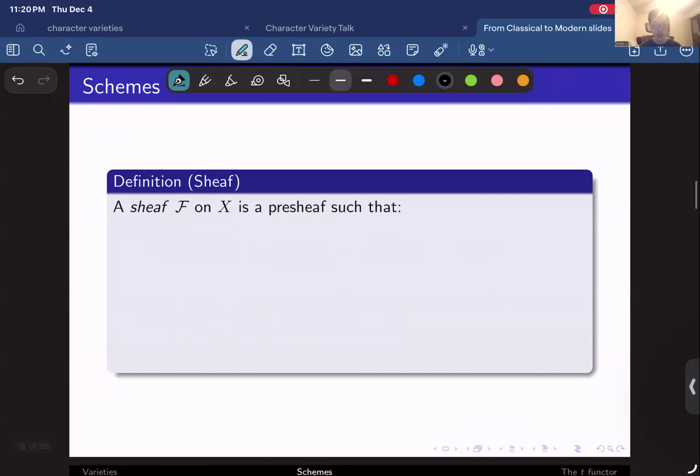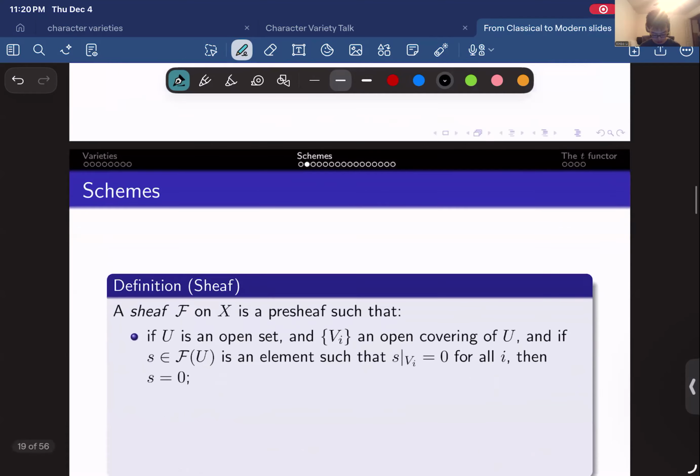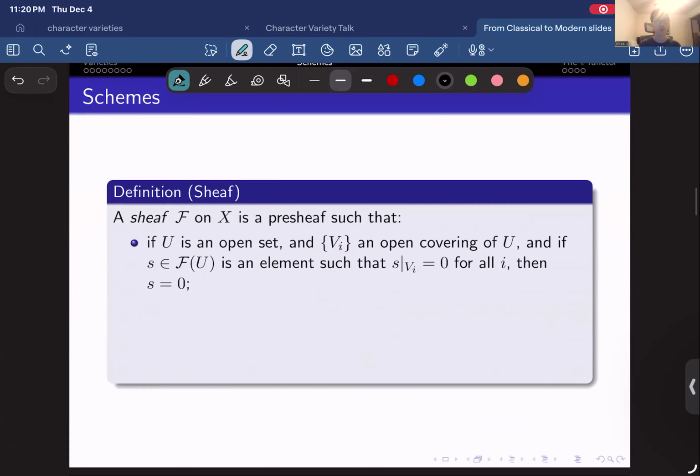And a sheaf on X is nothing but a presheaf that satisfies two extra conditions. First, if I have an open set U and V_i is an open covering of U, then if S in F(U) restricts to V_i, this terminology means I apply the restriction map rho_UV_i to S, and if it's 0 for all V_i, then I can conclude S equals 0.